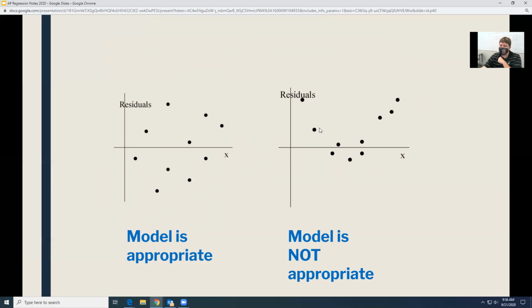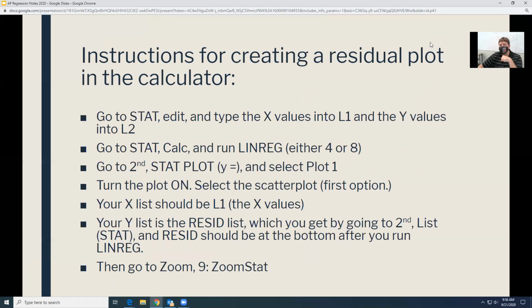All right, finding the residual plot on your calculator is very easy. You add like 2 steps in from what we've already done before. So it's in your notes. You can write it down or take a picture of it if you're doing your notes by hand. We're still going to do stat, we're still going to do edit. You're still going to type in everything into L1 and L2.